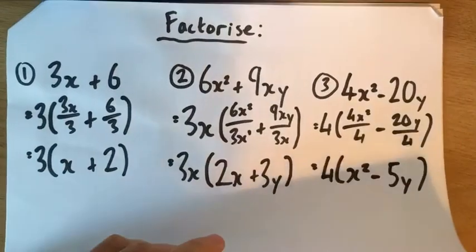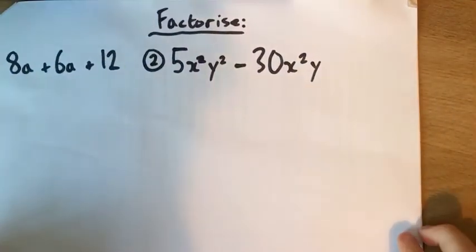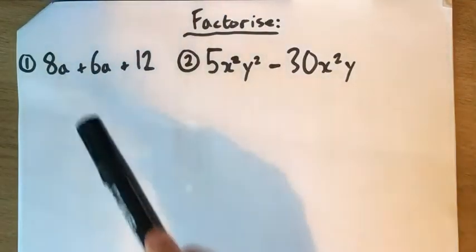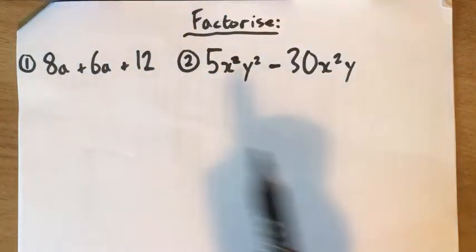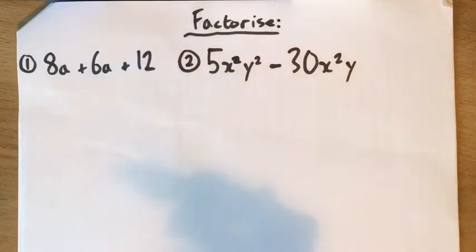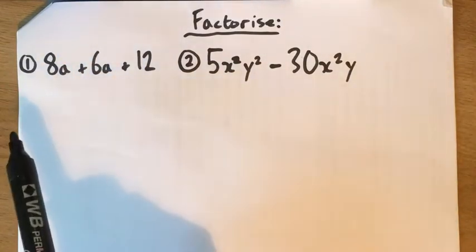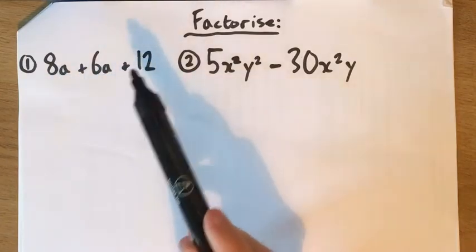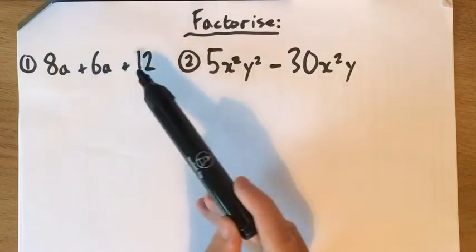Just a couple more examples to do. So 8a plus 6a plus 12, and again, I've been asked to factorise it. There's 3 terms here, but you do it the exact same way. What is common to all of them? There's an a here and an a here, but no a here, so you can't factorize a out. It would need to be common to all 3 terms.